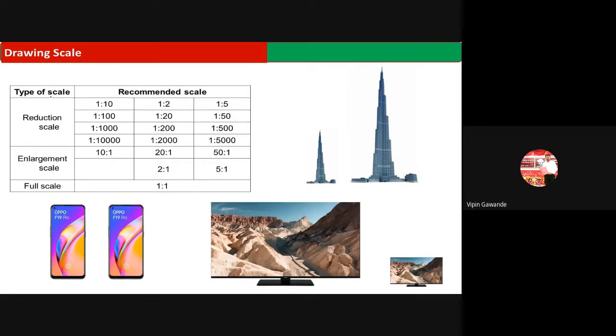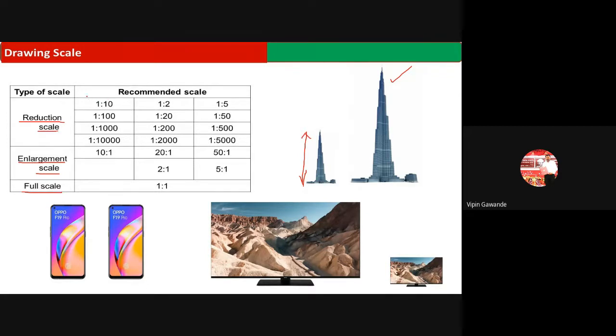Then we have seen the types of scale. This scale is also important. There are three types of scale. One is called the reduction scale, another is called the enlargement scale, and the third one is called the full scale. Now, what does reduction scale mean? Something is bigger, and we can't draw it on our drawing sheet, so we reduce the dimension. That is called the reduction scale.